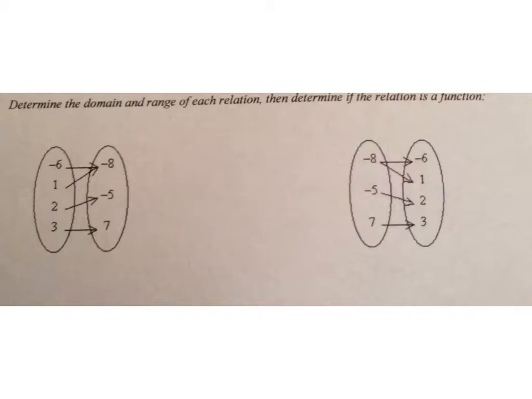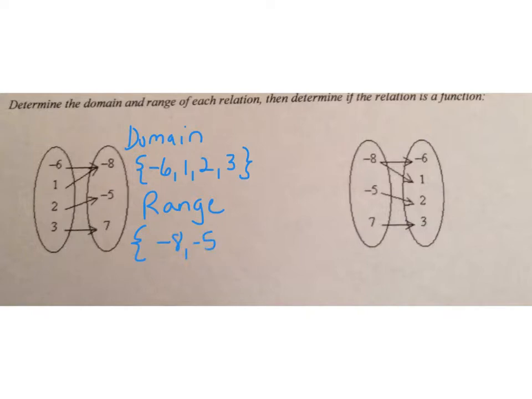Alright, so let's take a look at the first mapping. So the first mapping, I have the elements of the domain, and they are -6, 1, 2, and 3. And the elements of the range are -8, -5, and 7. Now let's take a look at this.